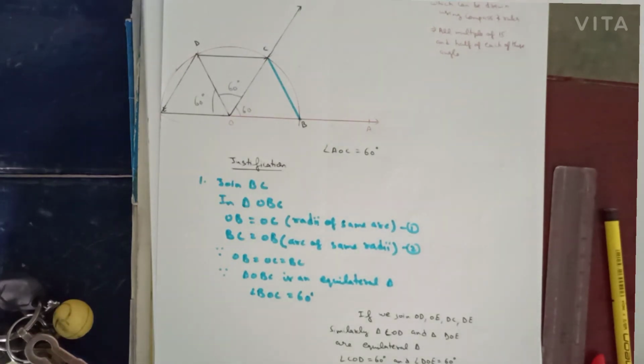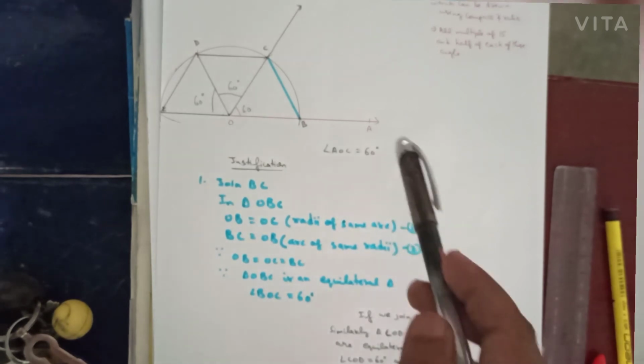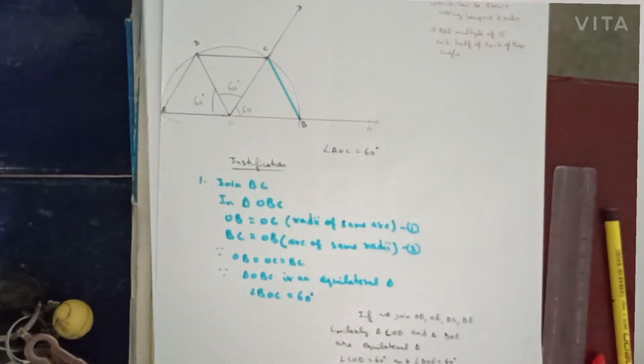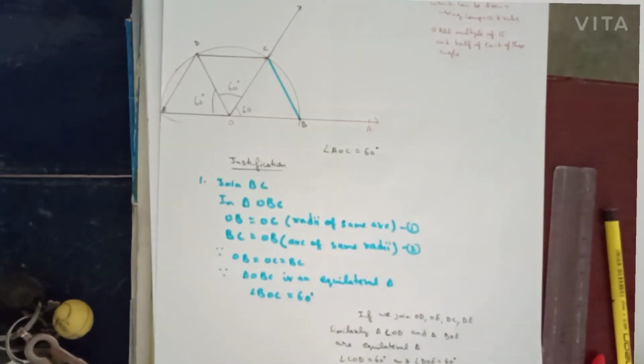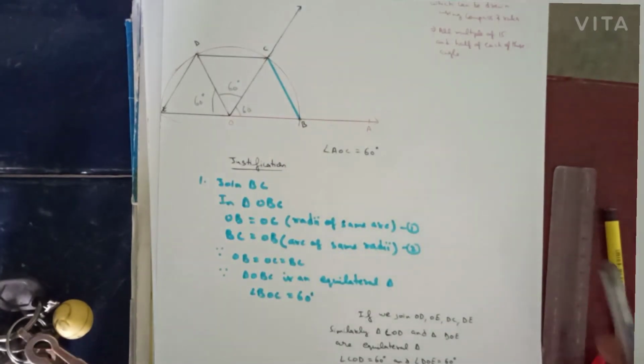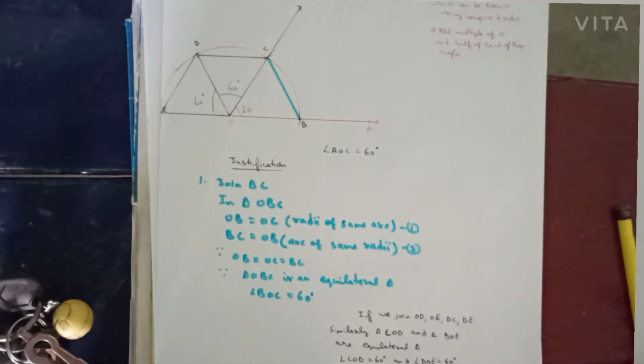Now if we want to construct a 120 degree angle, in a similar manner we can construct angle AOD as 120 degrees, and if we want to construct 90 degrees, then we will bisect this, and so on. We will discuss all these constructions, 90 degrees and other angles, in the upcoming exercise.